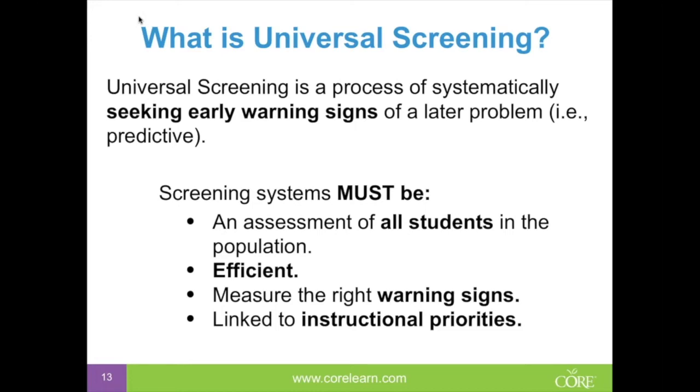We also want to make sure that they measure the right warning signs and that they are linked to instructional priorities. So when we talk about measuring the right warning signs, we need to understand what are the most critical components that students need to be able to do to be good readers. Those are the things we should also be measuring and screening for, because we know that they are necessary in reading development, but we also know that those are the things that we can teach.